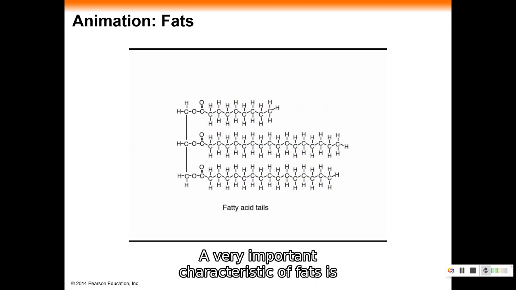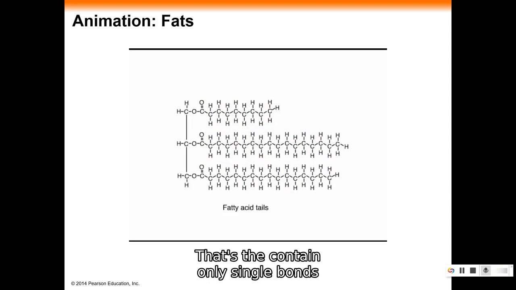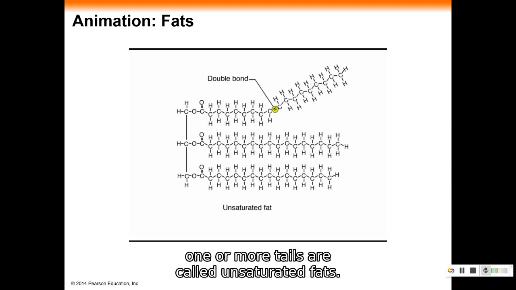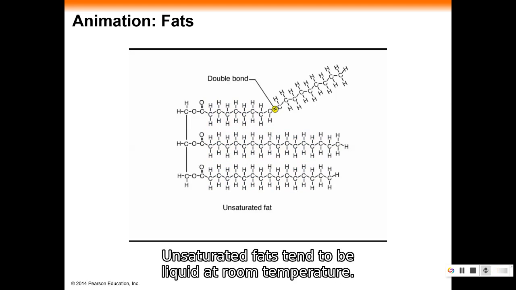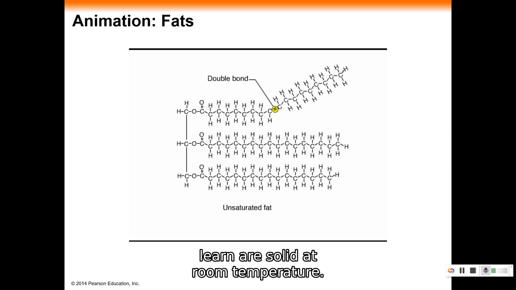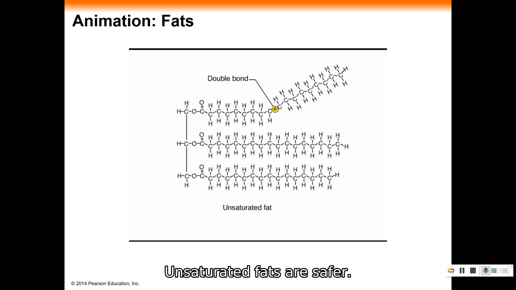A very important characteristic of fats is the number of double bonds in the hydrocarbon tails. Fats that contain only single bonds are called saturated fats. Fats containing double bonds in 1 or more tails are called unsaturated fats. Unsaturated fats tend to be liquid at room temperature. Vegetable oils are examples. Saturated fats like butter and lard are solid at room temperature. Saturated fats in the diet can lead to heart disease, while unsaturated fats are safer.